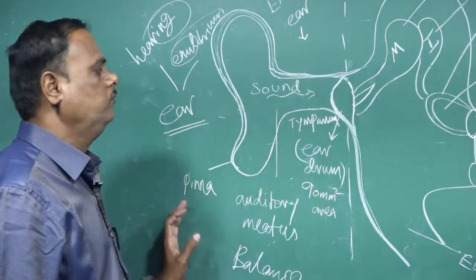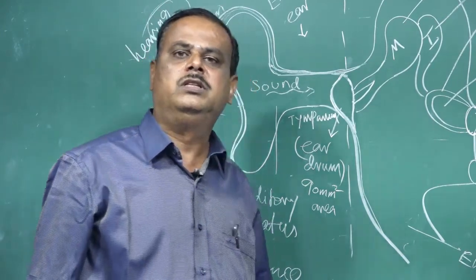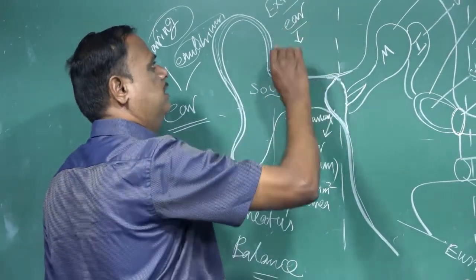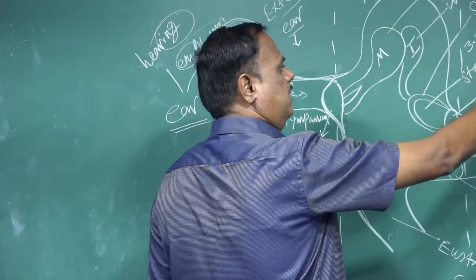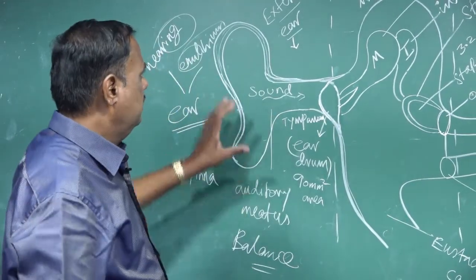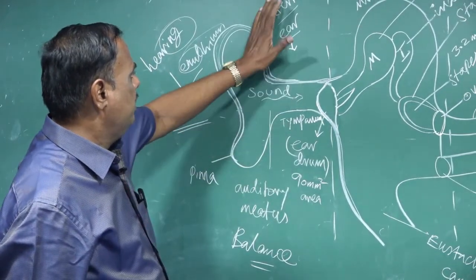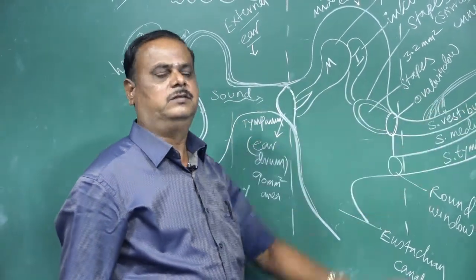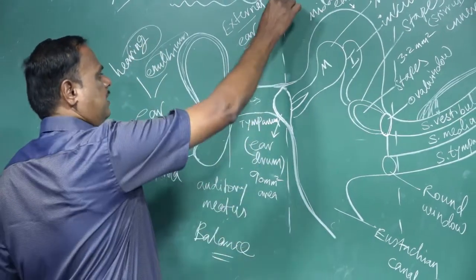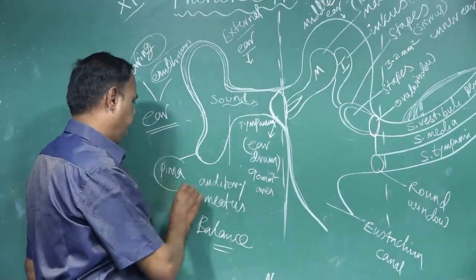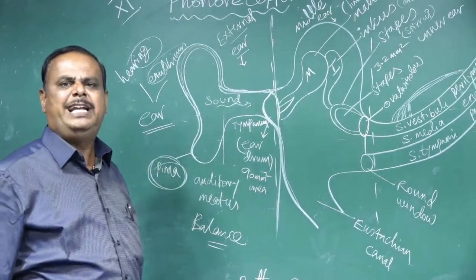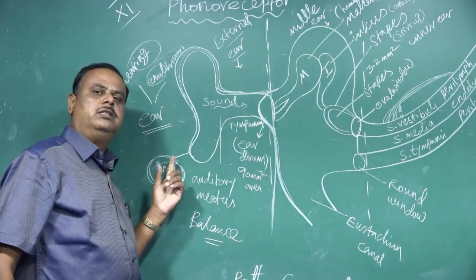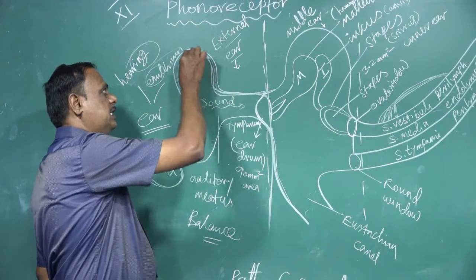In anatomical structure, the ear is divided into three divisions: external ear, middle ear, and inner ear. The external ear consists of the pinna. The pinna is made up of elastic cartilage. It is highly flexible, elastic cartilage, and that is called the pinna.